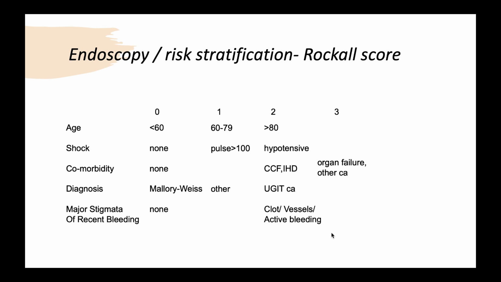So this, they like to ask in exams, and they would be like, which of these factors is considered in the Rockall score? So they might put in clots or vessels or active bleeding as one of the options. So you want to choose that. As well as that, they might put in some other things. But just remember, clots, vessels, and active bleeding is within the Rockall score in the major stigmata of recent bleeding section.